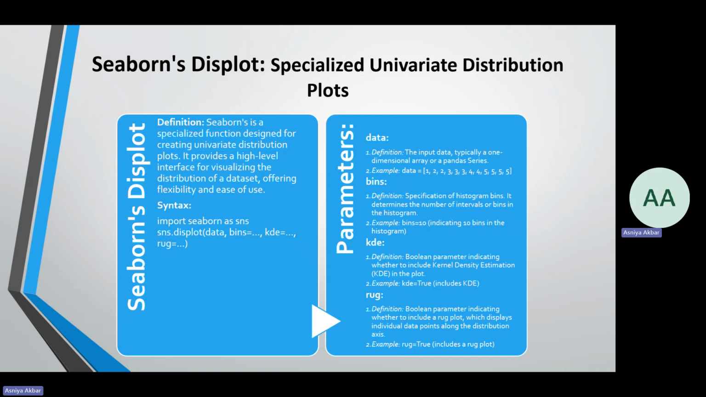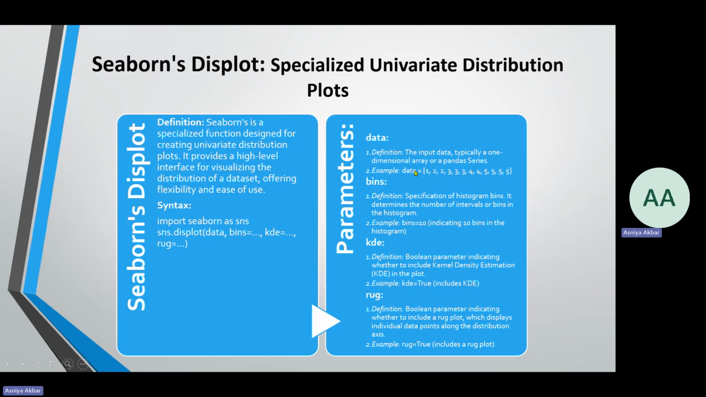So next up here, we have the Seaborn displot. Firstly, Seaborn's displot is a specialized function for creating univariate distribution plots. It provides a high-level interface for visualizing the distribution of a data set, which offers flexibility and is easy to use. There are a few parameters here that are given. Okay, let's go through them.